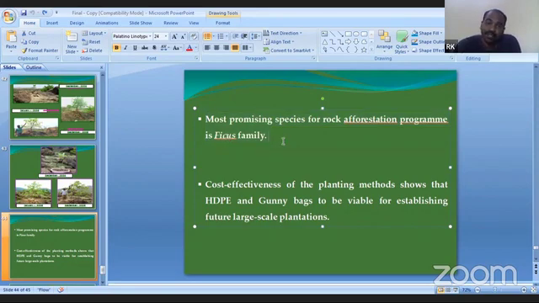Then first the species, second the tree, we find out which tree is suitable. Then cost effectiveness. So we are trying to fix which method is cost effective. The cost effectiveness of the planting method shows that HTP, PE and Cunningham are viable for establishing future large scale plantations. Because HTP and jute bag are cheap, and growing is also good.